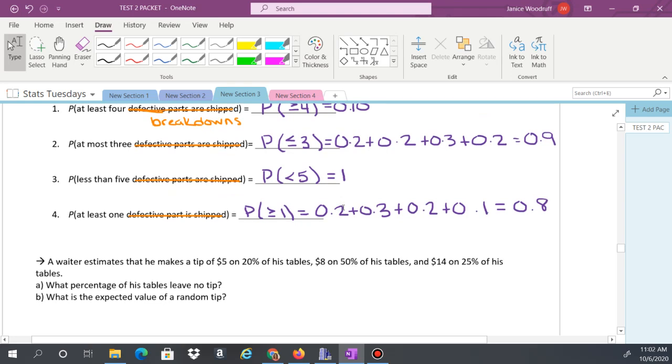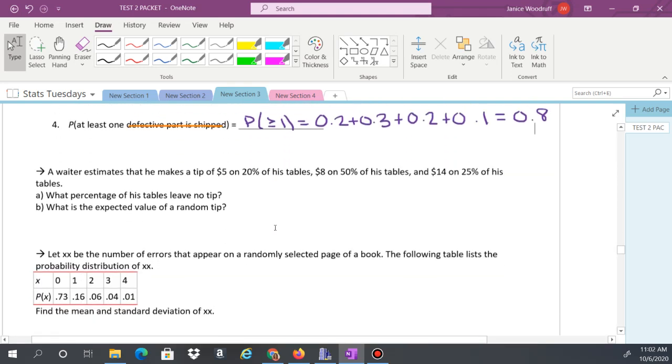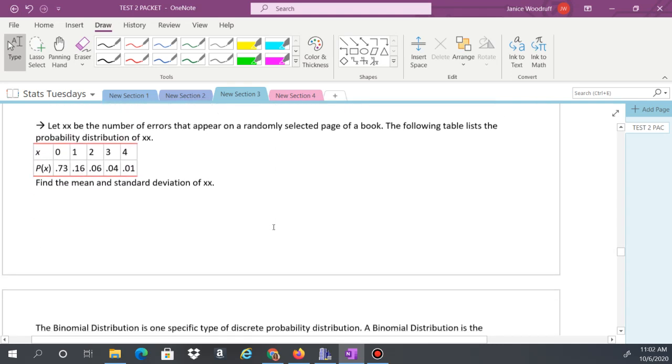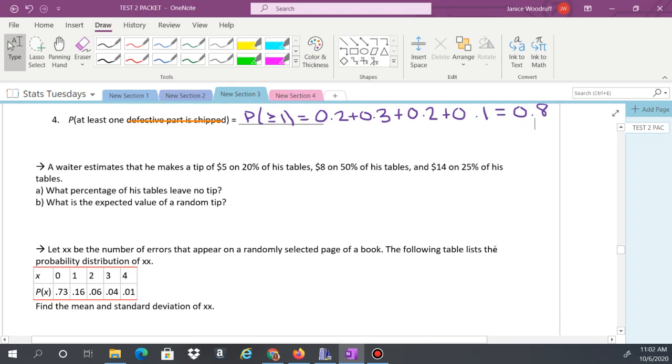Okay, so take a look at this problem real quick. Try and figure this out. I'll give you just a few minutes here. Take a look at both of these before we move forward. I'll give you just about 5 minutes.